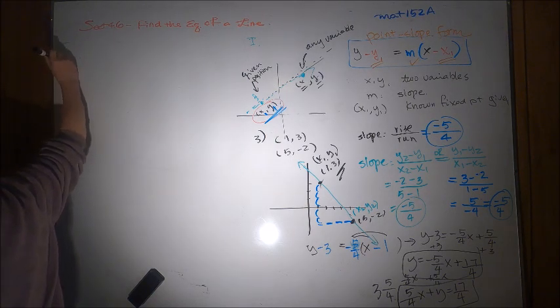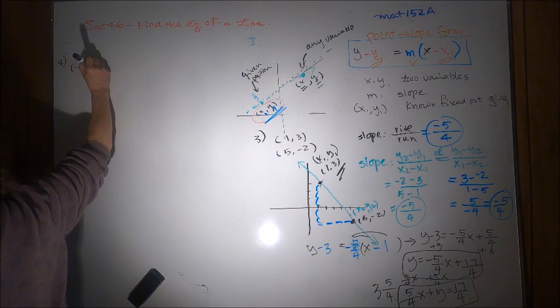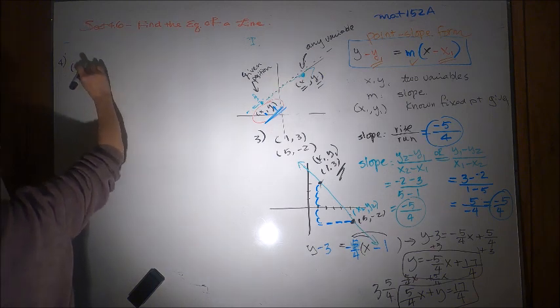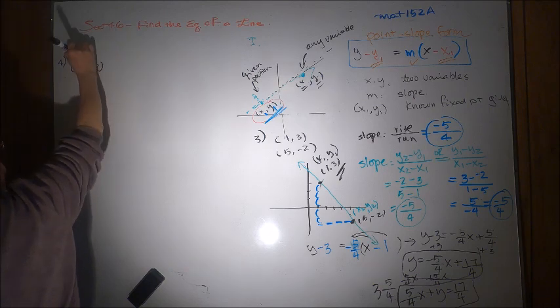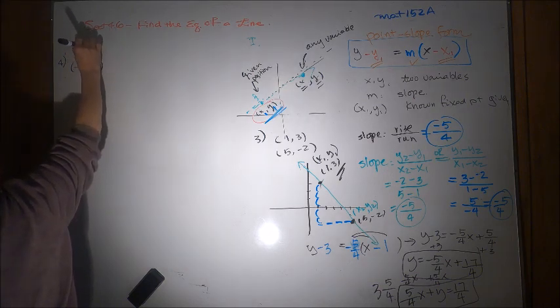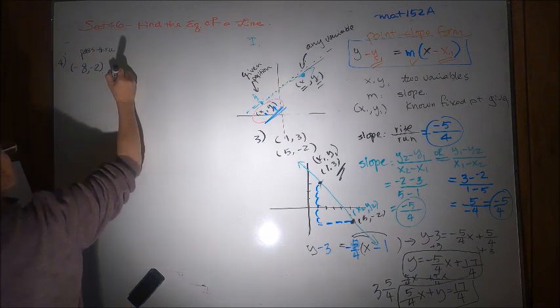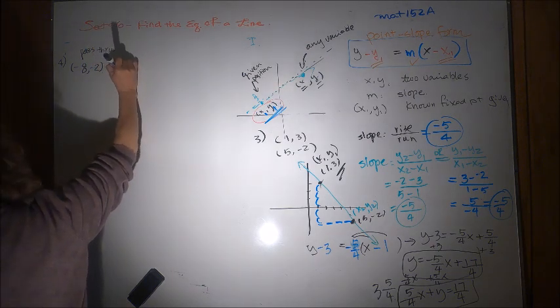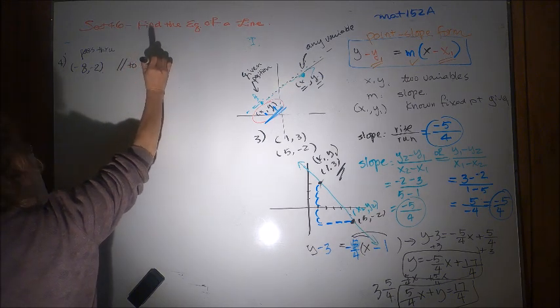So let's see. Number 4 says what? A line passes through -8 and 2 and passes through here, okay, and parallel to the x-axis.